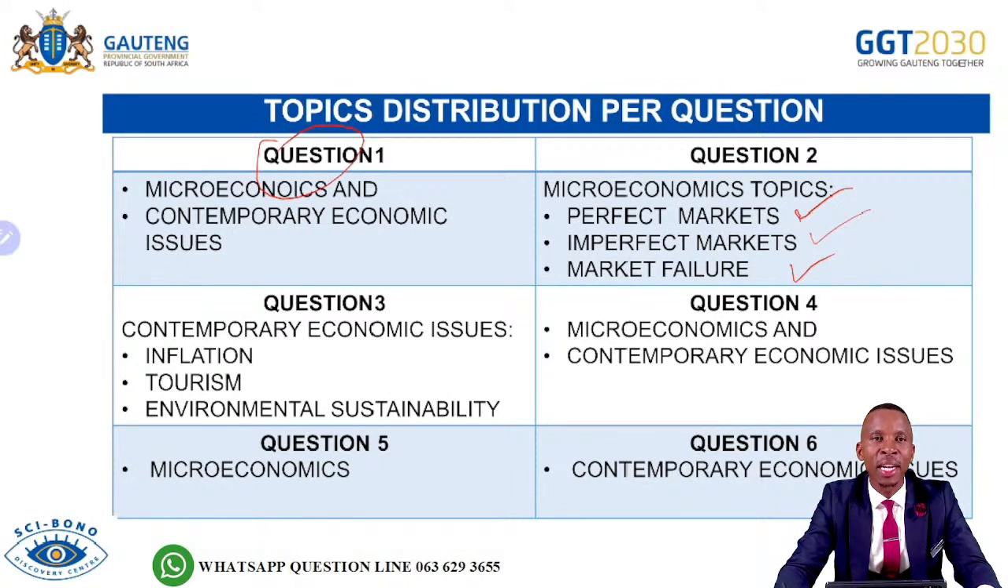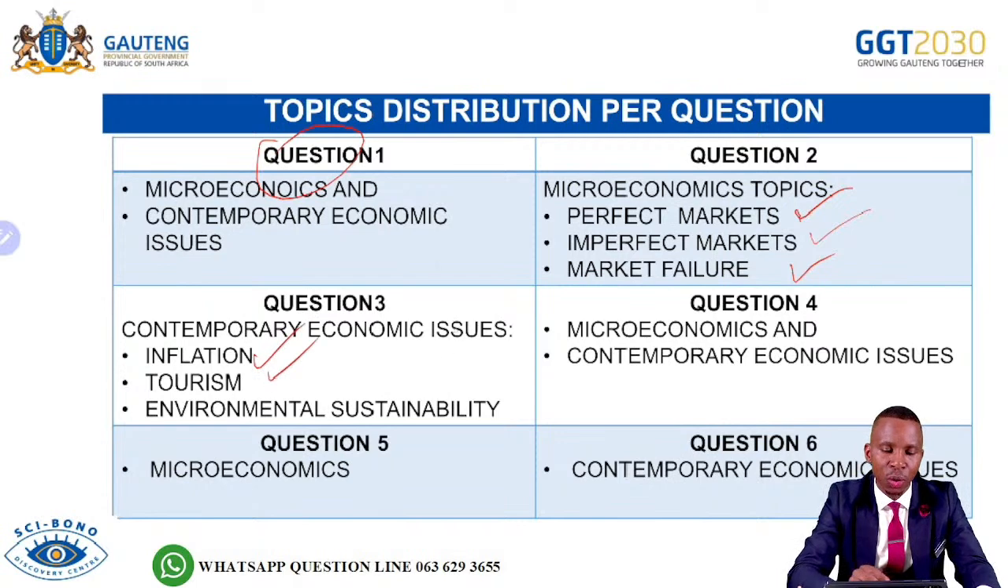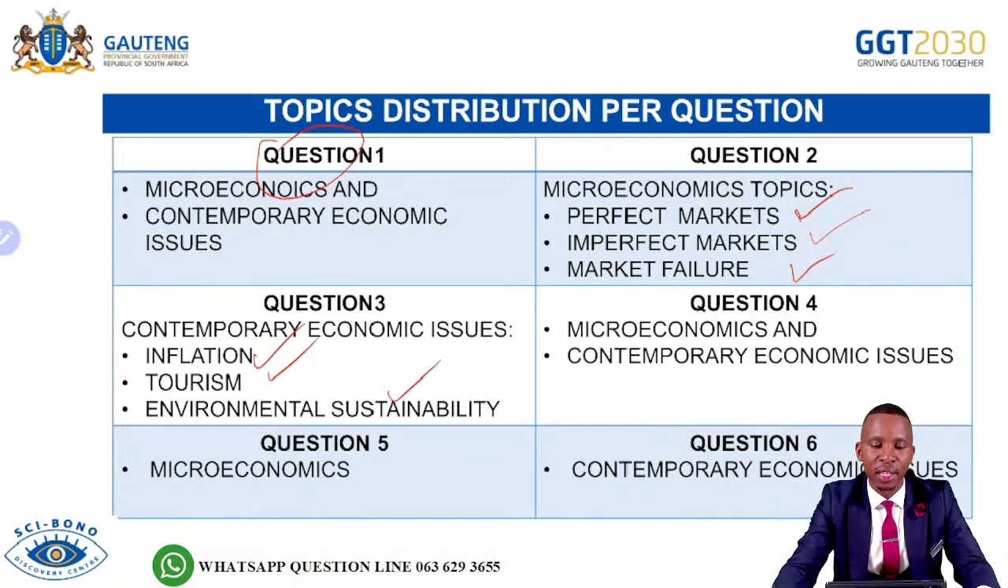So that simply tells you that if we are strong in microeconomics and we have intensified our study in microeconomics, this will be the question for you. And then question 3, it will be contemporary economic issues. So in there you have inflation, tourism, as well as environmental sustainability.